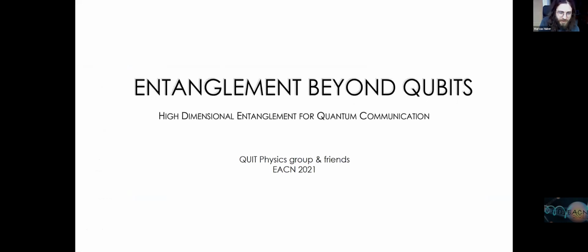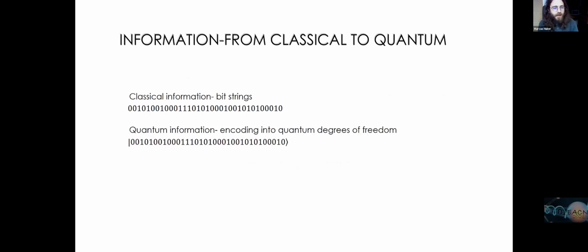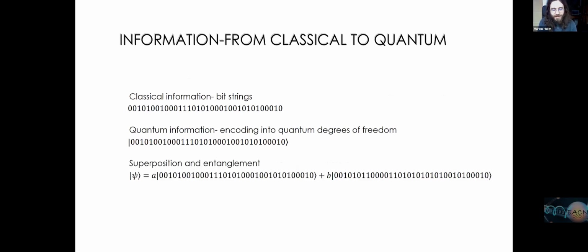Entanglement beyond qubits, or high-dimensional entanglement for quantum communication. So first of all, maybe a short word on information. Well, we all know, in the end, all information that is finite can be encoded in bit strings, and just as well, quantum information can be encoded in qubit state vectors. And the main difference, of course, is the possibility to create superpositions, the basis for all entanglement, computing, and the necessary requirement for useful quantum communication.